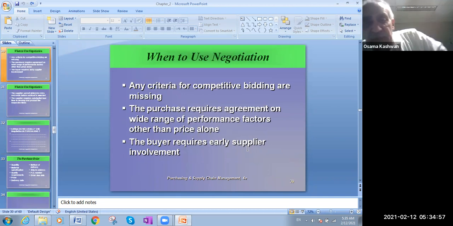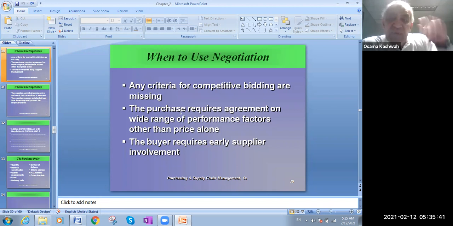We'll come to a very important point, which we call negotiations. When to use negotiation: if any criteria for competitive bidding are missing, then I have to get what I miss through negotiations. The purchase requires agreement on a wide range of performance factors other than price alone. It's not only the price which affects the agreement. There are a lot of other things, so I have to negotiate. Negotiate means take and give. We have to talk to come to a middle point that will satisfy both our needs.